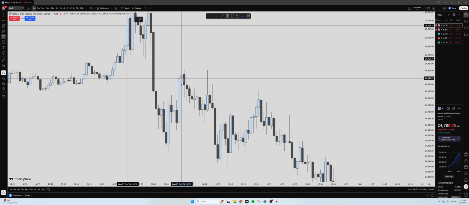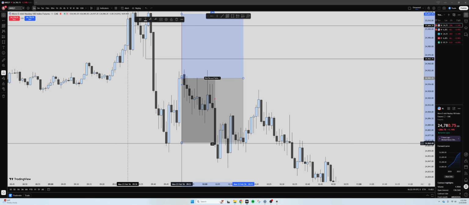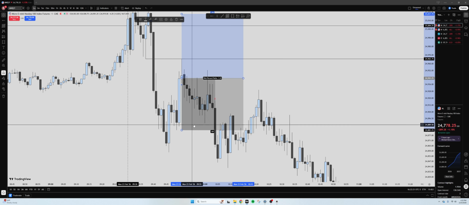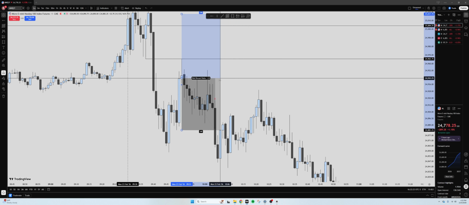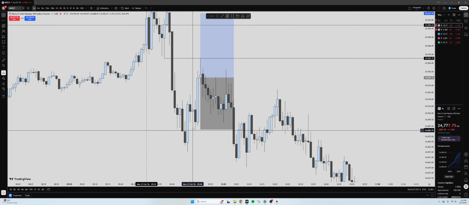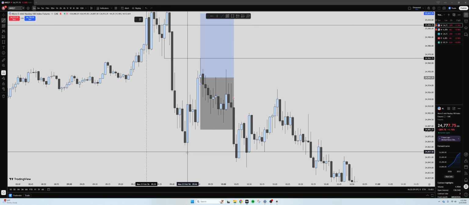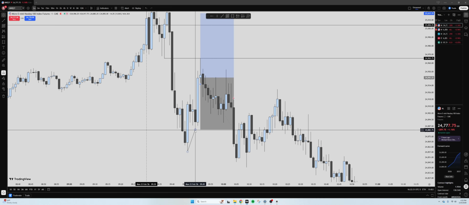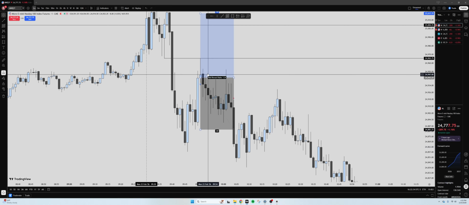So, I ended up entering long here with stops here, and as you can see, I got stopped out pretty quick. I'm pretty sure there was an SMT from these lows to these lows, and that's part of why I entered. Also the rip up here.